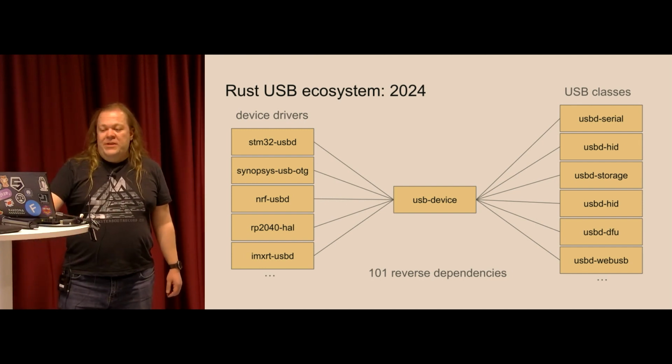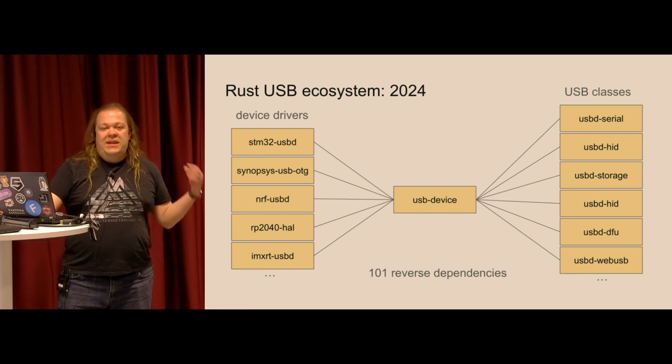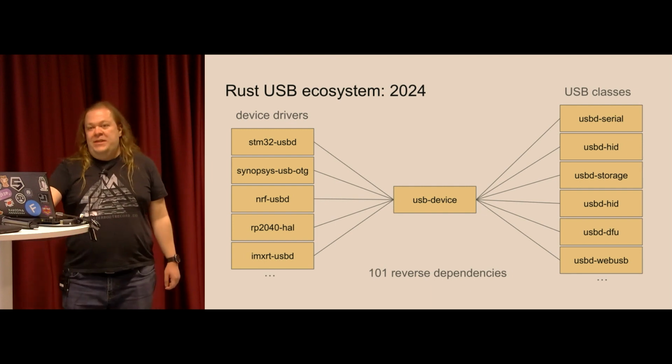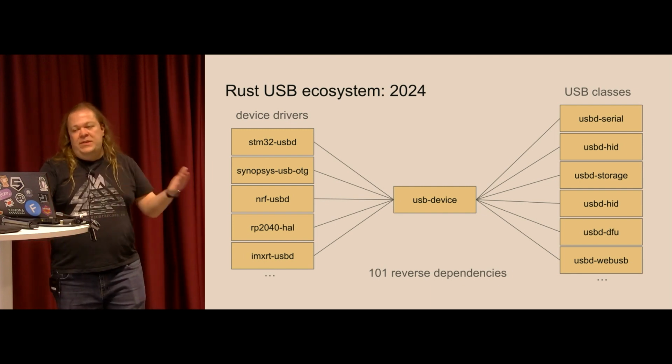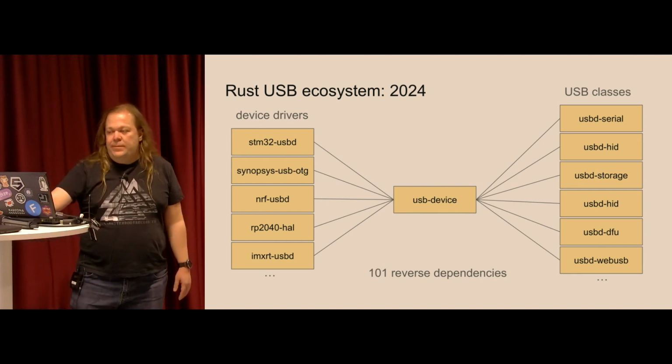And, well, it was surprising, but usb-device has 101 reverse dependencies. So quite a lot of crates nowadays use it. These are project crates, HAL crates, and these device drivers, USB classes.